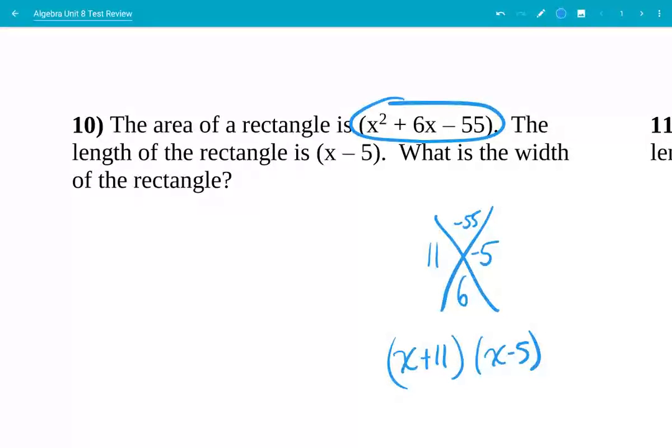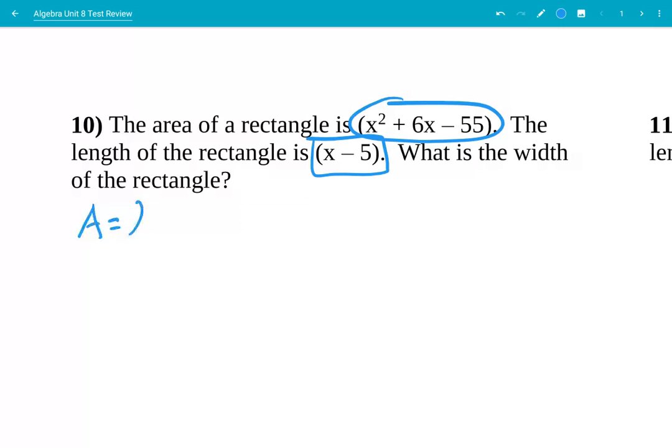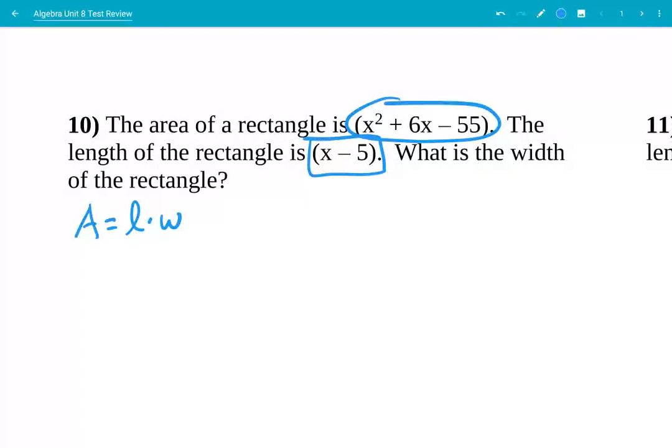So here's the gist. One of these is going to be that. So when you see a problem like this, if you got a trinomial and it says the length is that, well, remember area equals length times the width. So the length is x minus 5. So really it looks like this: x squared plus 6x minus 55, that's the area, equals the length, which is x minus 5, times whatever the width is.